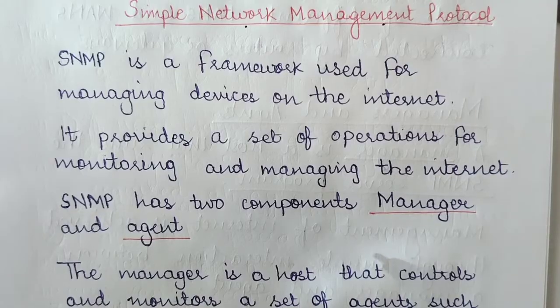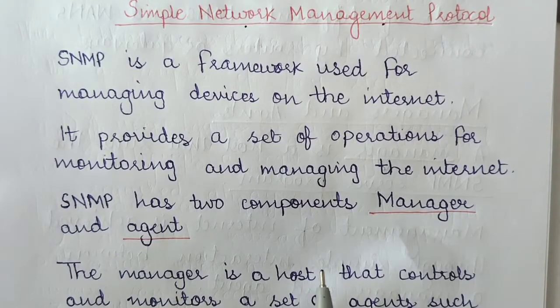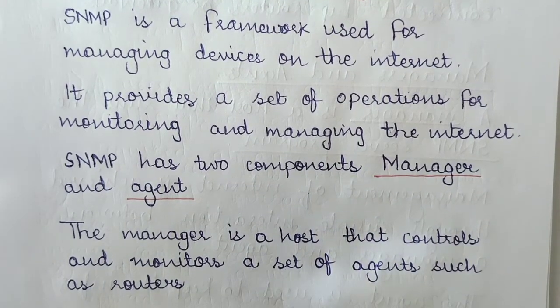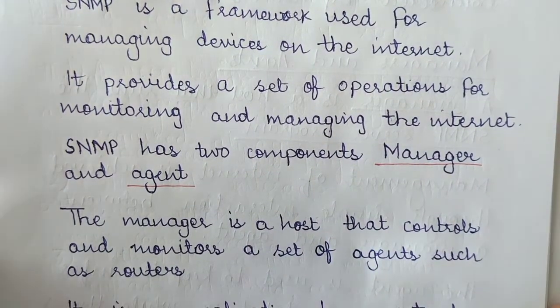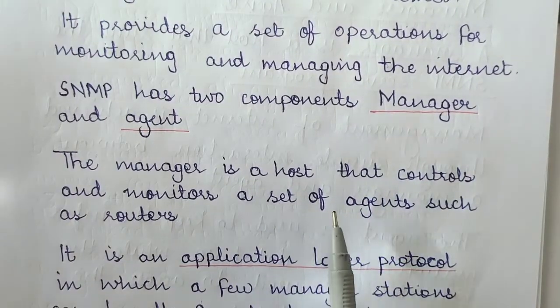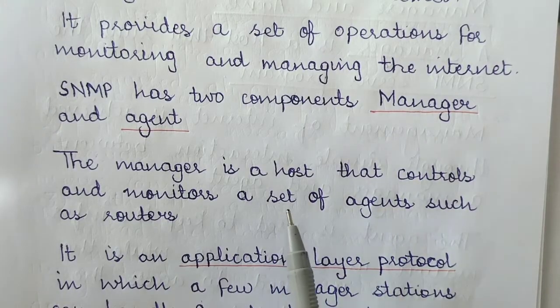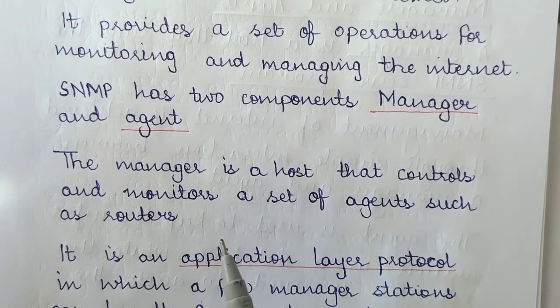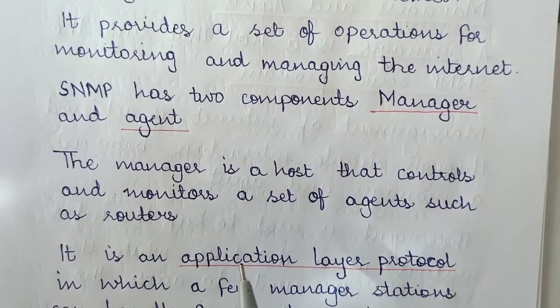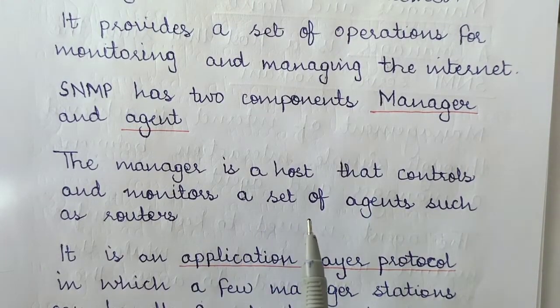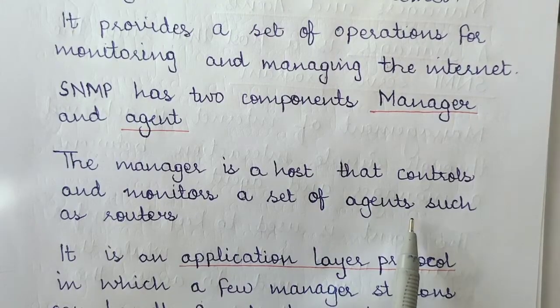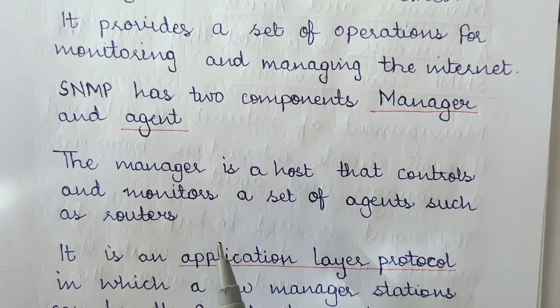So the two major components of the Simple Network Management Protocol, or SNMP, are the manager and the agent. Manager is one component and agent is another component of SNMP. The manager is a host. Now what is this manager and what is this agent? So this is what I'm telling you. The manager is a host that controls and monitors a set of agents such as routers. So the responsibility of this particular component, which we call the manager, is to control and monitor the agents. And what are these agents? These agents are your routers or other such devices.